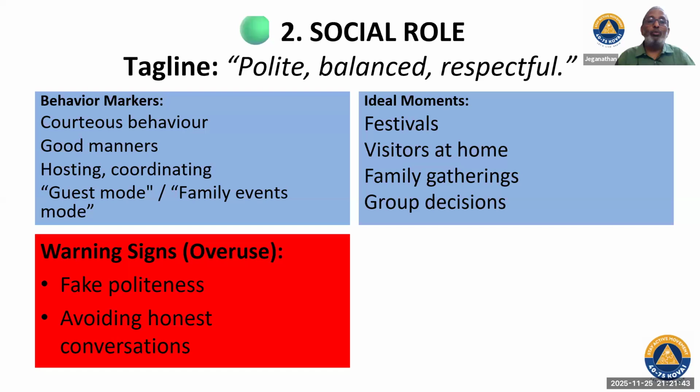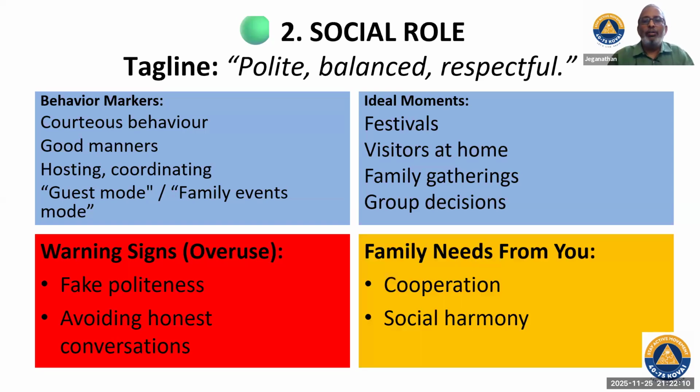The warning signs when you overuse. People will find out when you show false behaviors, which is false politeness, and avoiding honest conversations. When you start avoiding honest conversations, these are the signs that you are actually overdoing these things, right? So please be aware of the warning signs: fake politeness and avoiding honest conversations. And what family needs from you is cooperation and social harmony. Cooperation and social harmony. This is what the family needs from you.